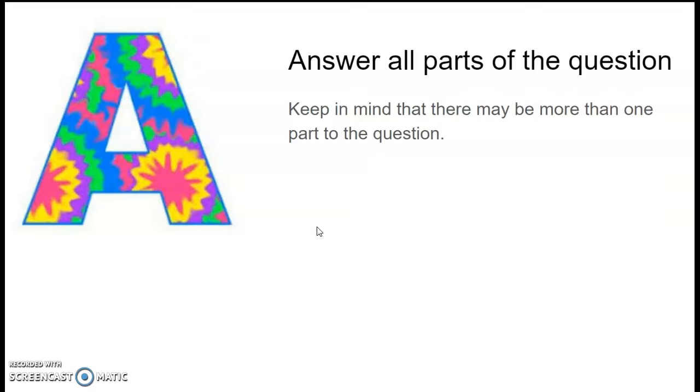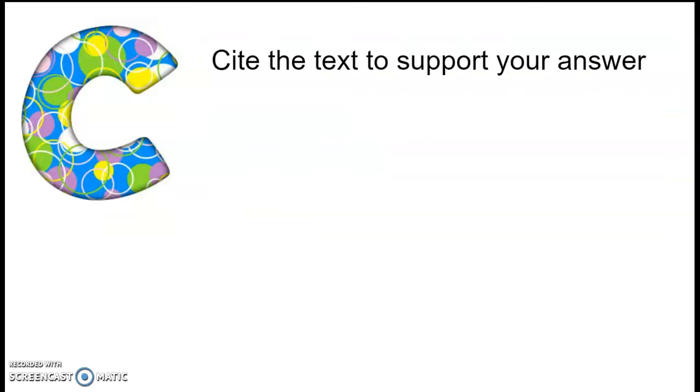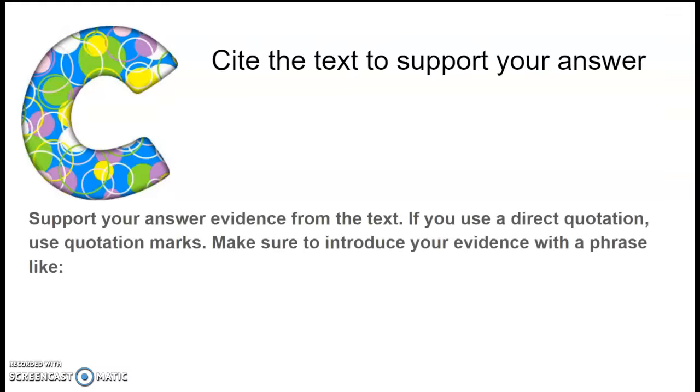The next part is the A, which stands for answer all parts of the question. Keep in mind that there may be more than one part to the question. A lot of times questions have a couple of different parts. You have to make sure you're answering all parts of it. C stands for cite the text to support your answer. And that just means you're going to use text evidence. When you're doing that, you need to support your answer with evidence from the text.